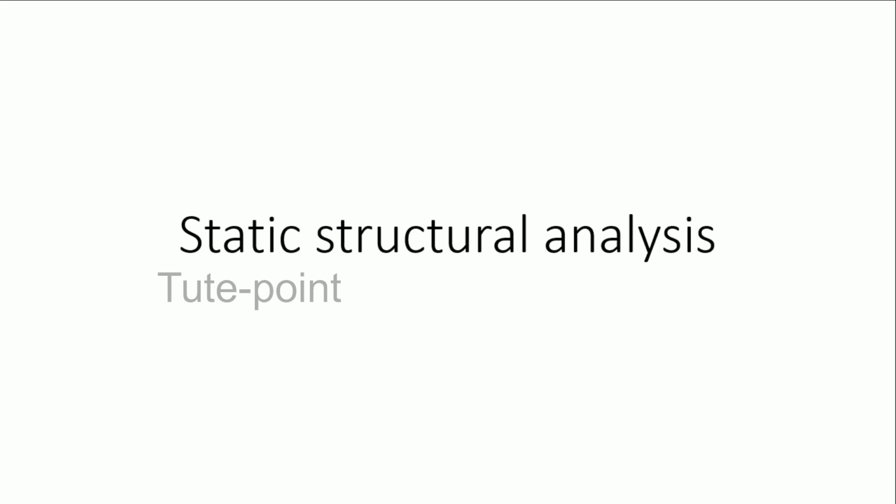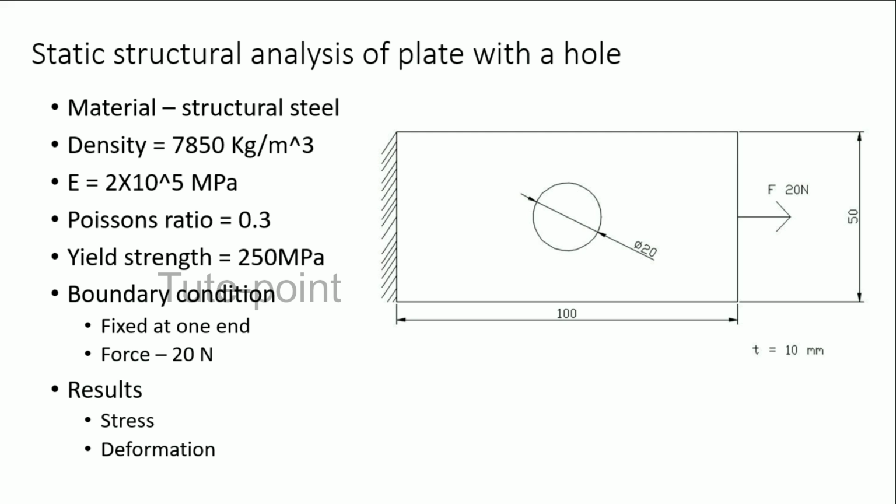In this tutorial let us perform a static structural analysis in Ansys. Here let us perform a static structural analysis of a plate with a hole component with dimensions as shown in the figure here, with 100 mm length and 50 mm width with 10 mm thickness, and with a 20 mm hole at the center, which is made of structural steel material with the material properties as stated.